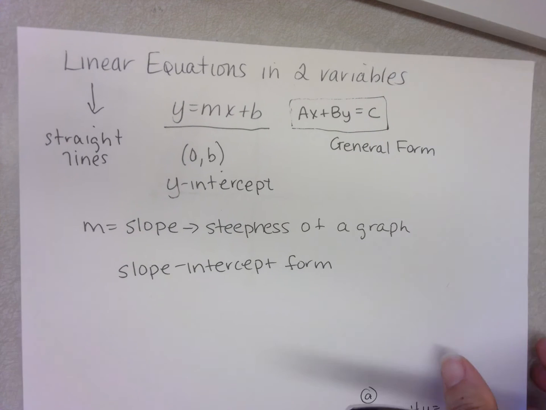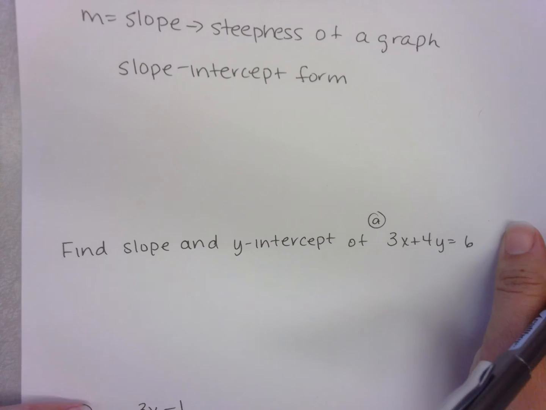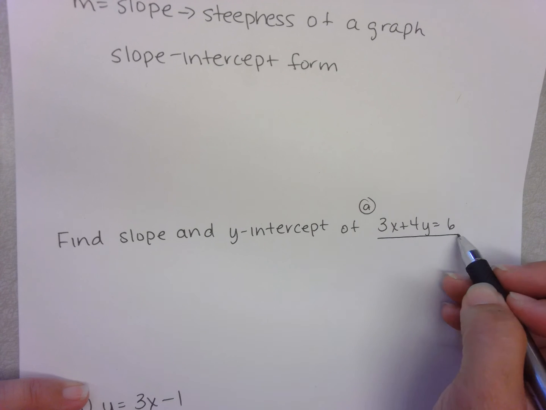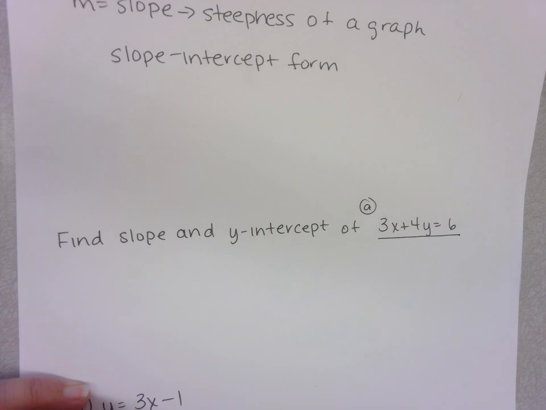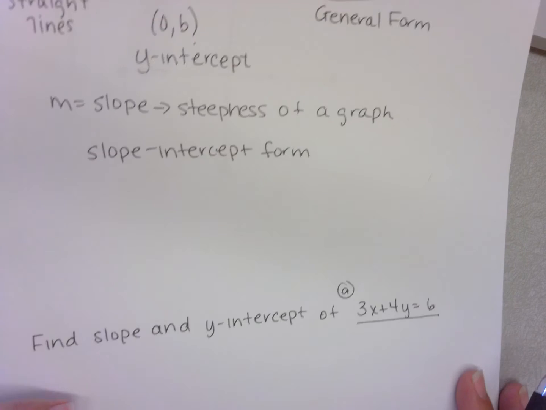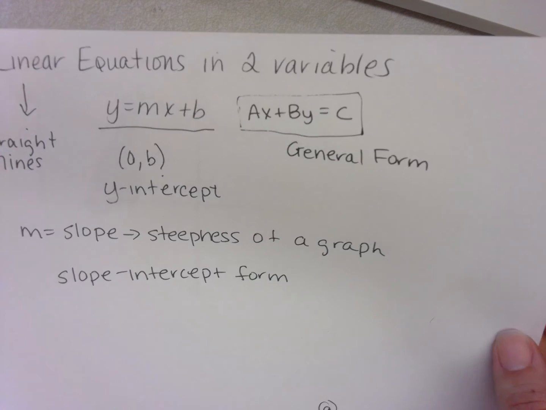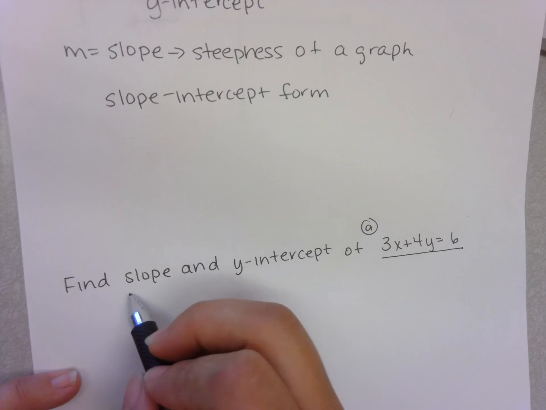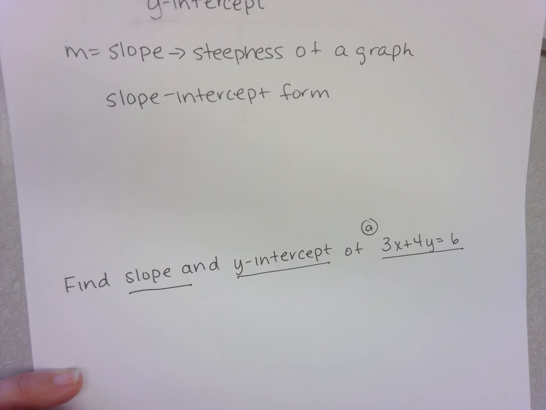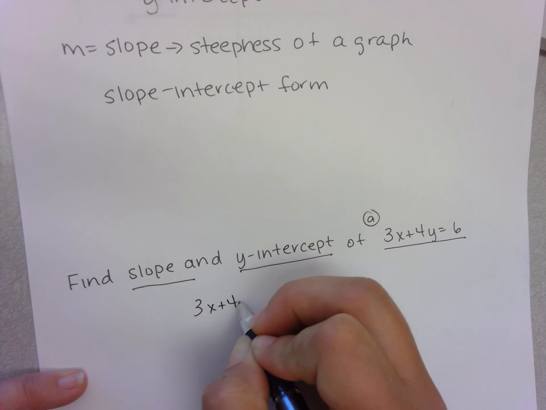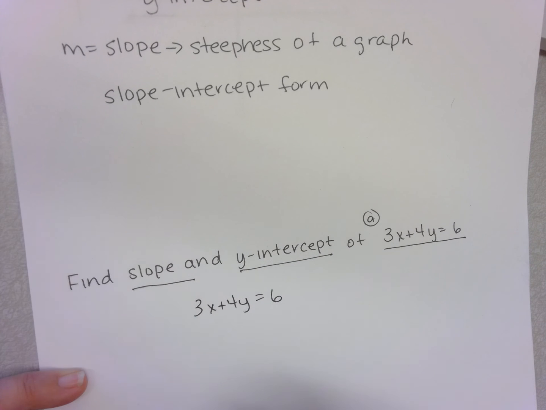Okay, so if I want to use my slope-intercept form here, I want to find out what the slope and the y-intercept is of this graph. Now this particular equation is in what we call general form, right? It's the same form that I have up here. But in order to see the slope and the y-intercept, what I first need to do is solve for y. So I'm going to take my 3x plus 4y equals 6 and solve for y.